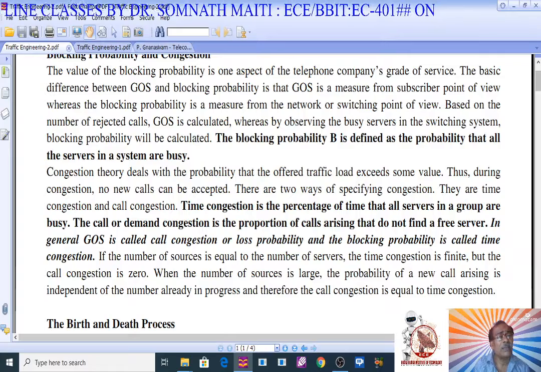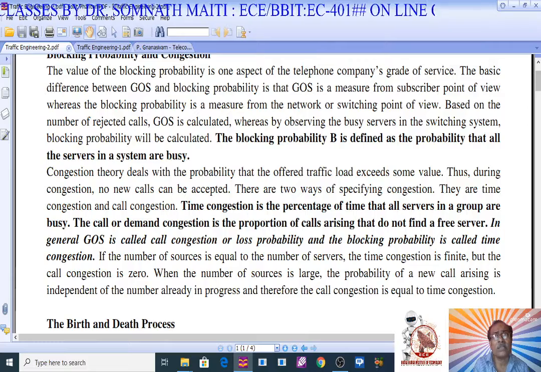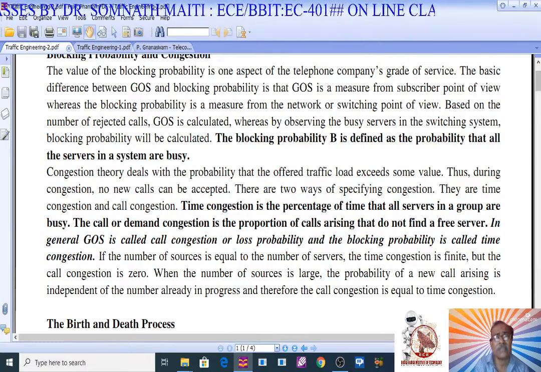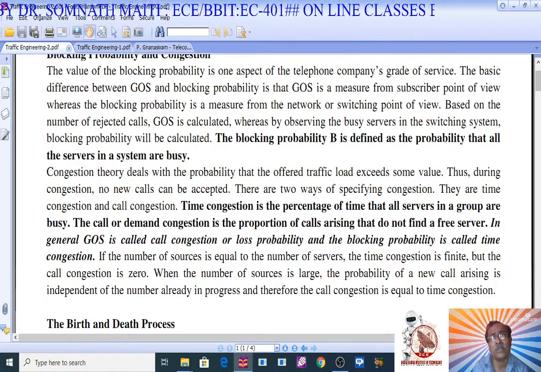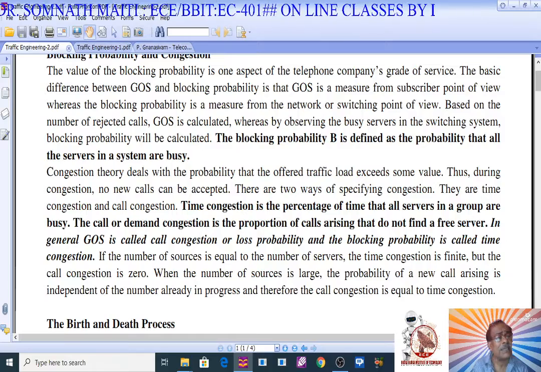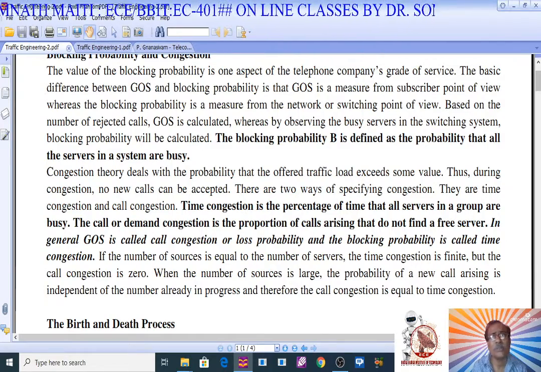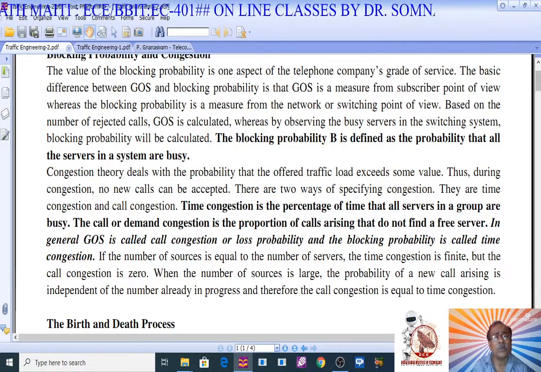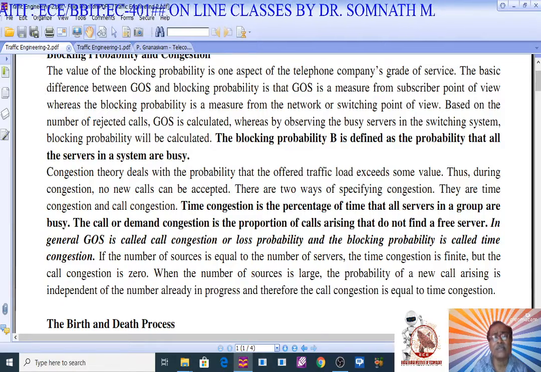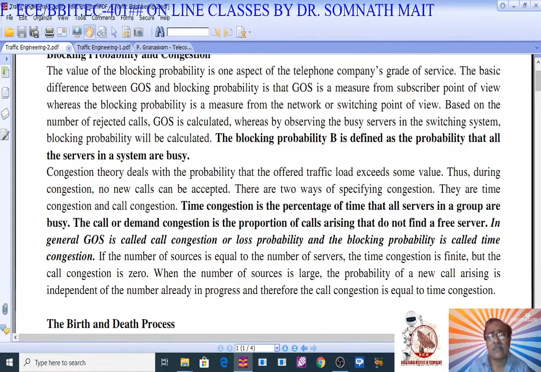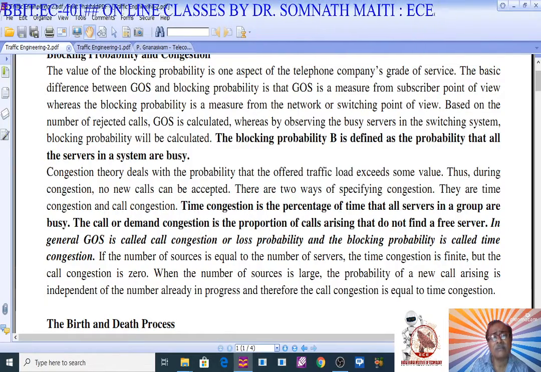You just note this point because I have seen some multiple choice questions based on this fact. If the number of sources is equal to the number of servers, that is, the number of subscribers is equal to the number of lines in an exchange, then the time congestion is infinite. So it is totally occupied throughout the day. But the call congestion is zero because everyone is getting a facility to complete their call. When the number of sources, the number of subscribers, is large compared to the number of lines in the exchange, then the call congestion is equal to the time congestion.